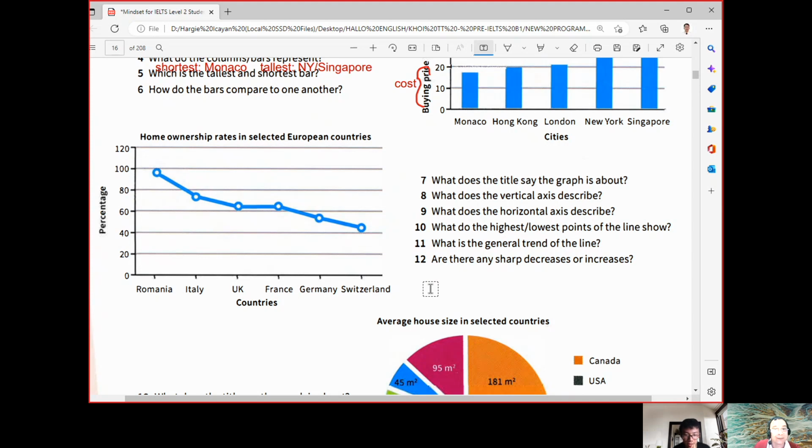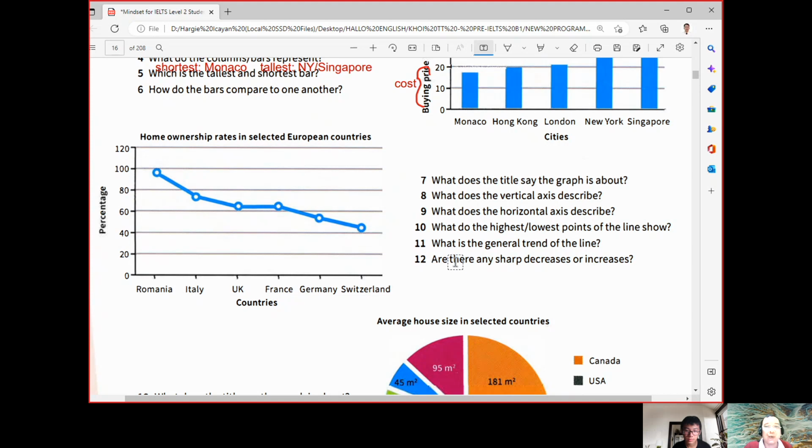It describes the percentage of people who are house owners in each country. We're not representing all the countries, it's just some of the European countries, because not all European countries are being talked about.